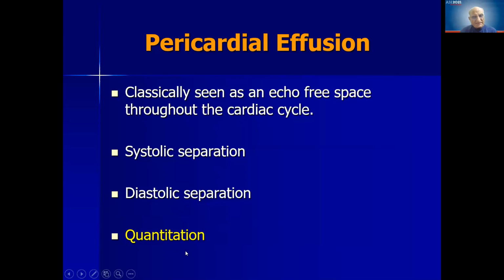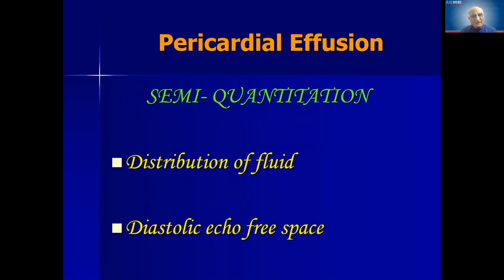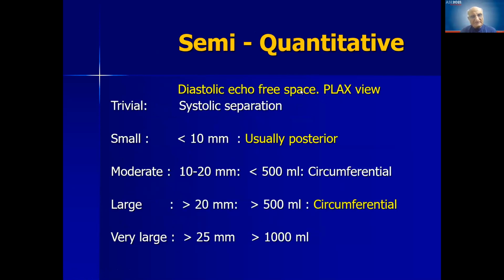Then what is quantitation? It is an approximate semi-quantitation. You see the distribution of the fluid, and the diastolic echo-free space. Remember, the end-diastolic echo-free space is counted, not the systolic echo-free space. When there is a systolic separation, which I showed you just now, that is trivial. When the echo-free space is less than 10 millimeters, it is usually small, and usually seen only in a posterior location. So less than 10 millimeters is small.